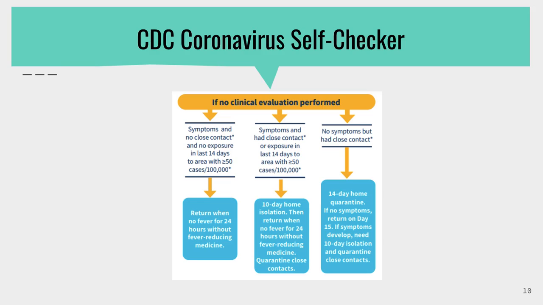So before you send your child to school or childcare, you should ask yourself 2 questions daily. Has your child had close contact with someone who has COVID-19 in the last 14 days? And is your child sick? If the answer is no to both these questions, then your child can go to school or childcare. If the answer is yes to either of these questions, then the child should be kept home.